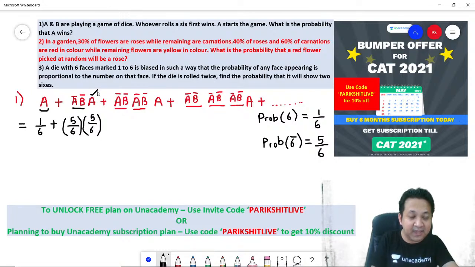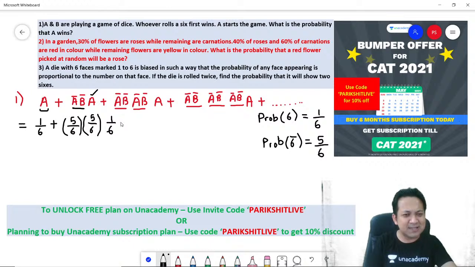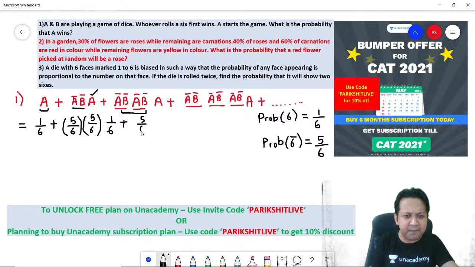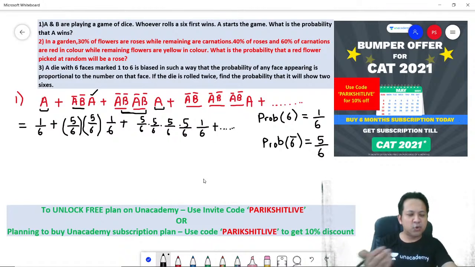And the third term, A wins, meaning A has thrown a 6. So probability of throwing a 6 is 1 by 6. Similarly, what has happened in the third term? There are 4 turns where no one threw a 6, right? So can I say basically 5 by 6 into 5 by 6 into 5 by 6 into 5 by 6, right? No one threw a 6. And then you have A throwing a 6. So that is 1 by 6. And this will continue. No point writing it so many times, right?